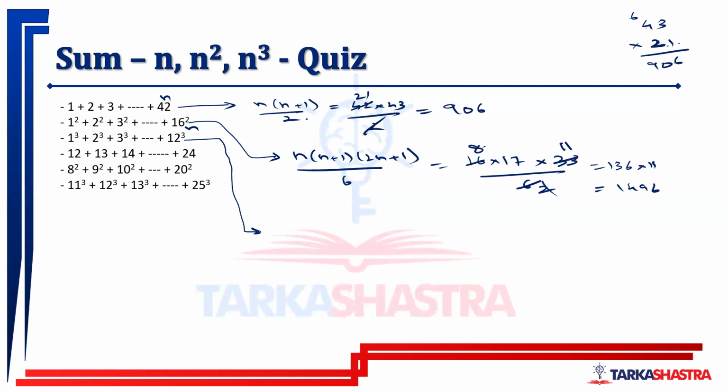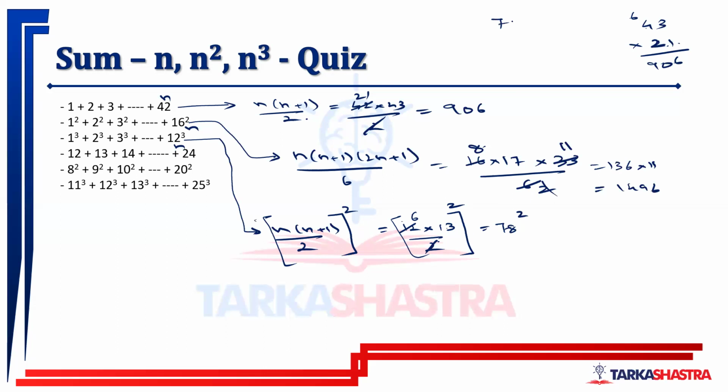Now, 1 cube plus 2 cube plus 3 cube up to 12 cube. Formula is n into n plus 1 divided by 2 and its whole square. So, what do we do here? The value of n here is 12. So, it is going to be 12 into 12 plus 1, 13, divided by 2 and its whole square. So 2 ones are, this is 2 6s are. So that is 6 into 13, 78 square.